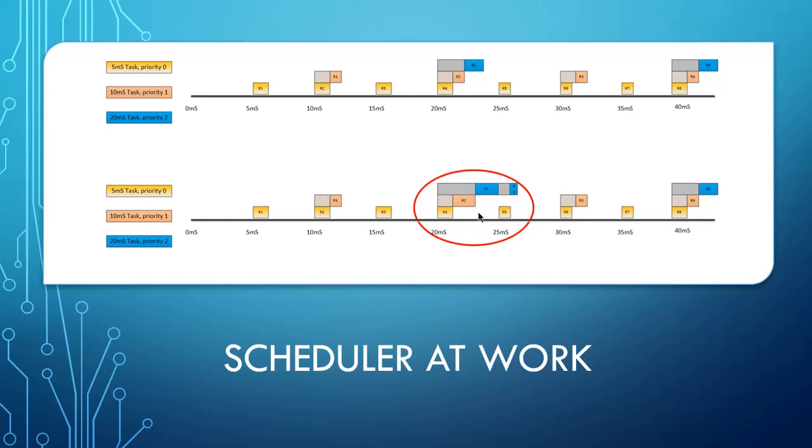Here's another sequence that can happen. You've got the 5 millisecond task that runs, and then the 10 millisecond. And the 20 millisecond task runs long enough that the next 5 millisecond interval comes due. And so in that case, we're going to preempt the 20 millisecond task, let the 5 millisecond task run, and then the 20 millisecond task resumes and runs to completion. This is normal operation. This is how a scheduler works.